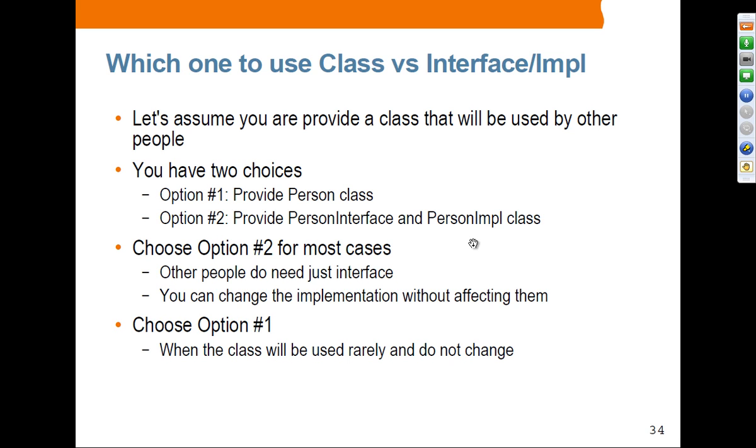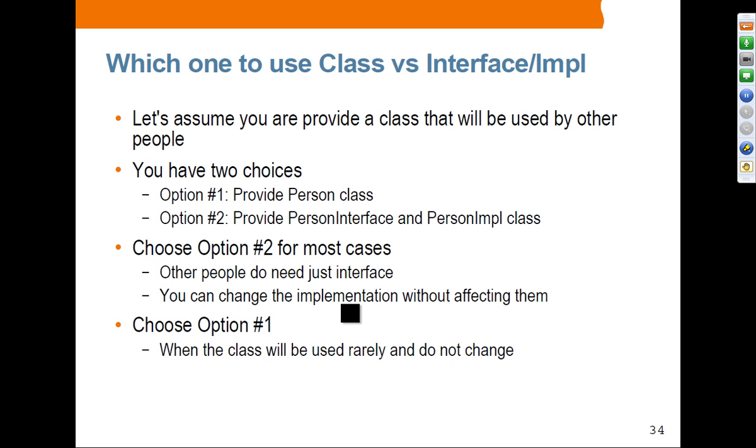So the benefit of that is, again, other people just need the interface for compilation. And because of the separation of the contract and implementation, which is an important aspect, by having interface and implementation as separate pieces, the contract is defined between the user and the implementer, meaning the implementation class. The implementation class can change without affecting the user of that interface.